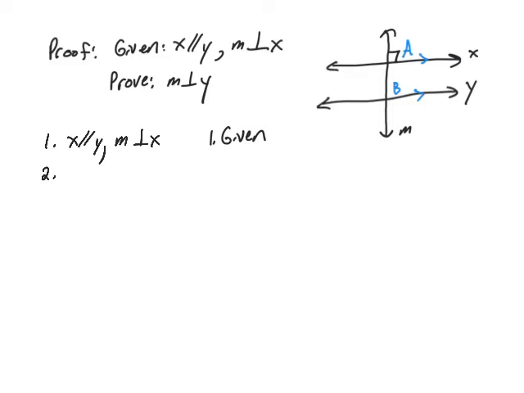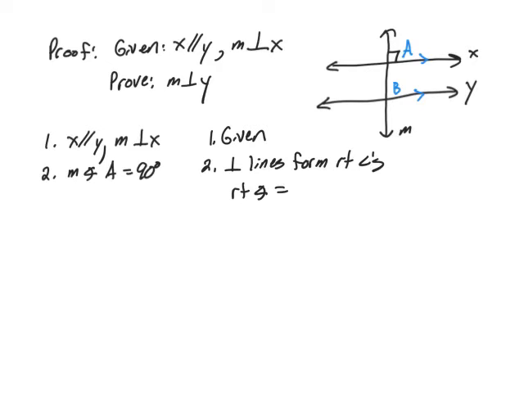So here, from the given, from the perpendicular lines, I can say the measure of angle A is 90 degrees. And the reason I can say that is perpendicular lines form right angles. And then I can say right angles are 90 degrees. So I did 2 reasons in one step, and that's okay to do. Perpendicular lines form right angles, and right angles are 90 degrees by definition.